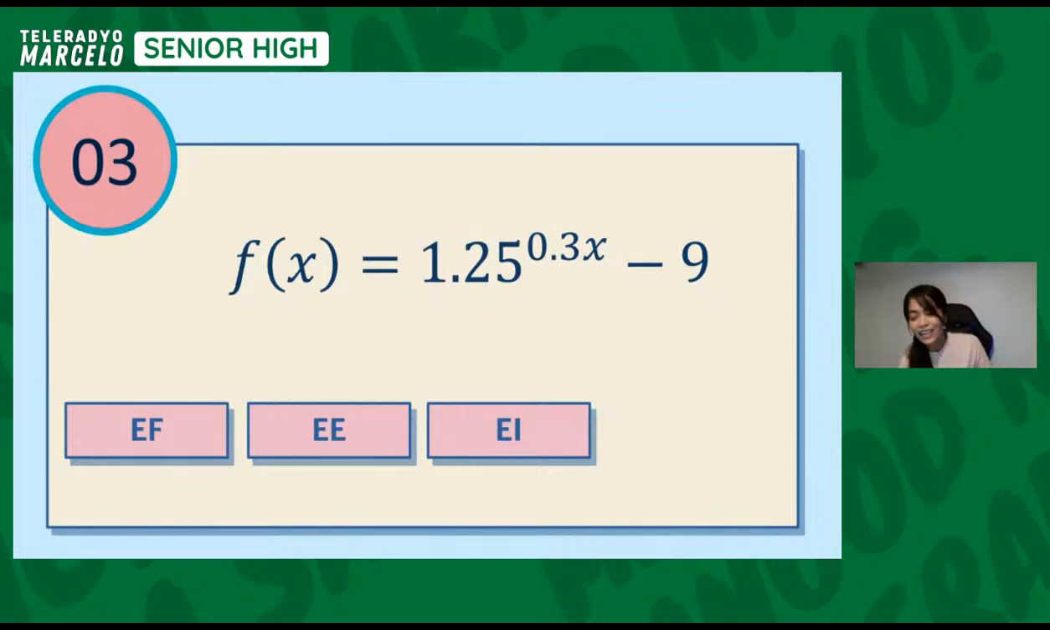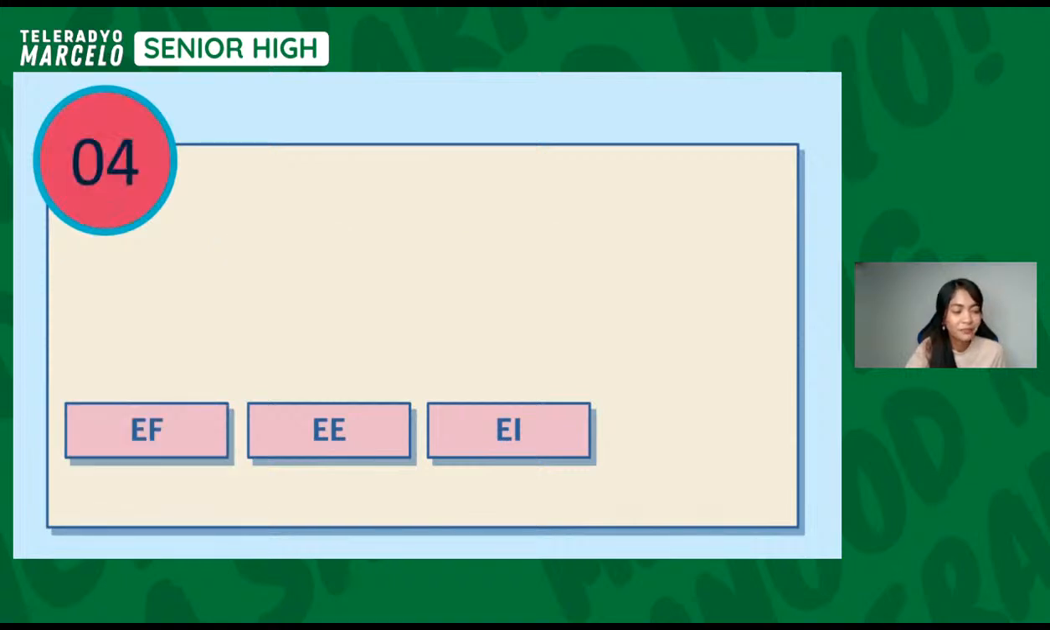Okay, so let's find out your answer for number 3, if it is correct. For number 3, this one is an EF or exponential function. So bakit kaya to exponential function? That is because it shows relationship between two variables, which in our case here are f of x and x. Okay. So next number, 4.